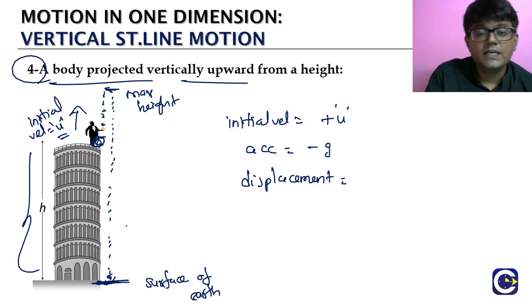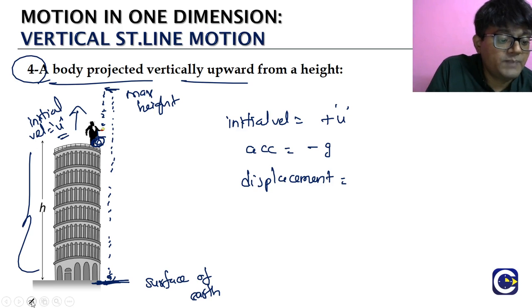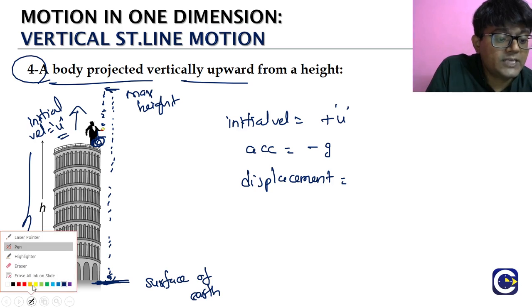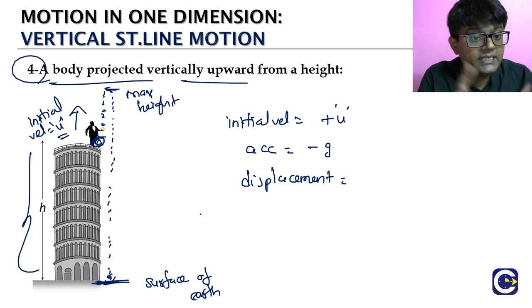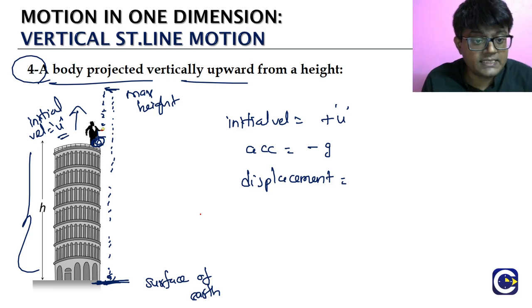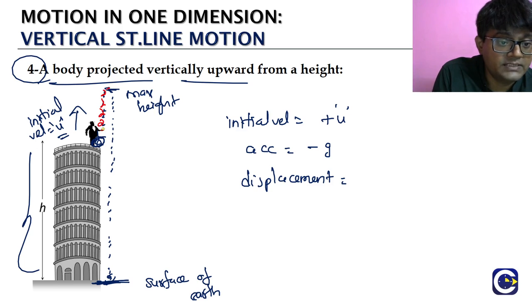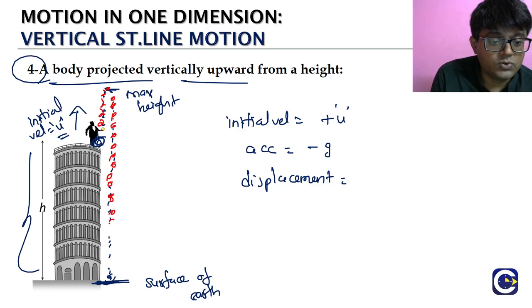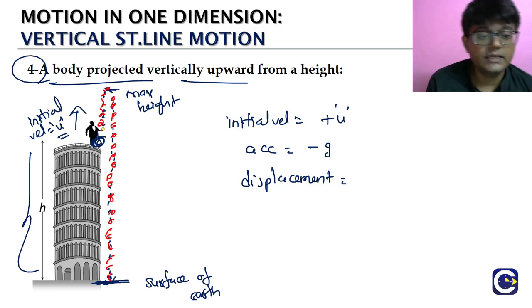Observe one thing. If I ask you what is the displacement, what you will say? Displacement is different from the distance covered. So going up and coming down is giving the total distance covered. So if you look at it, what is this total length? If you measure the total length, it is going to give us the distance covered.